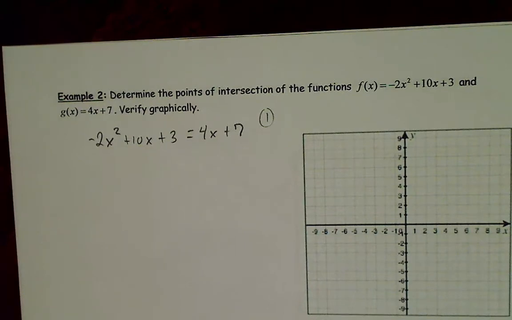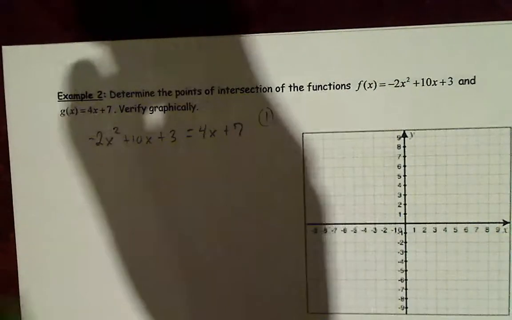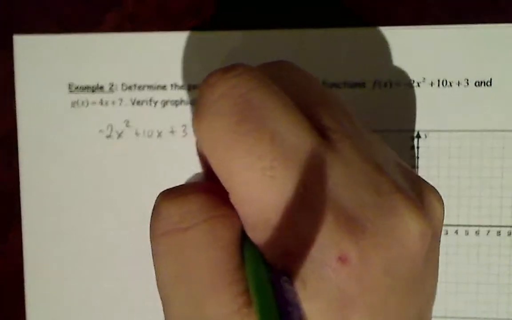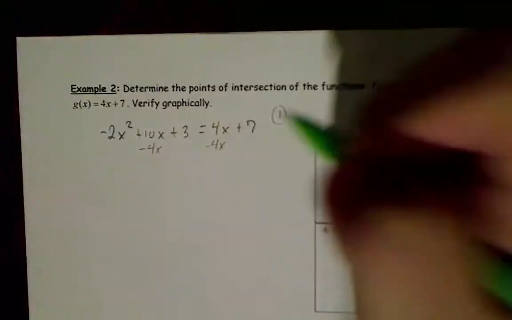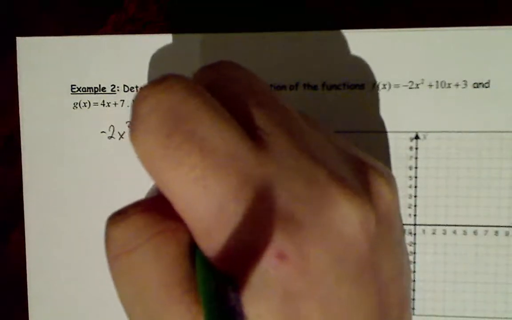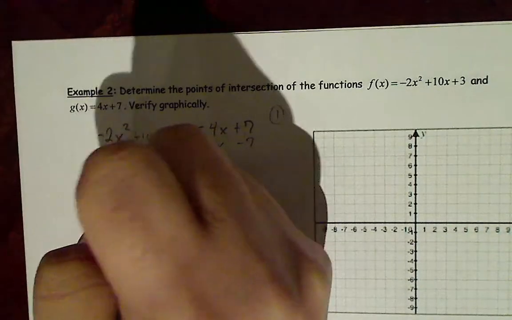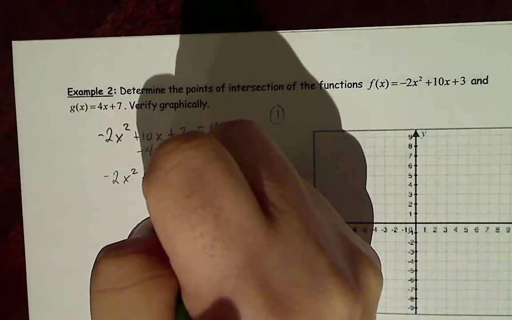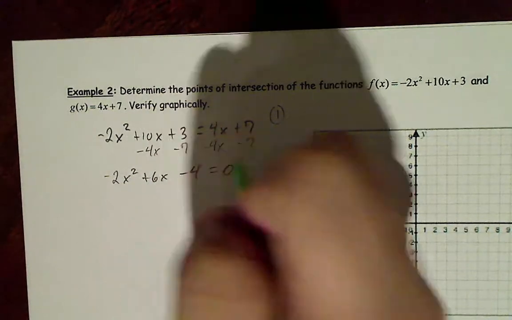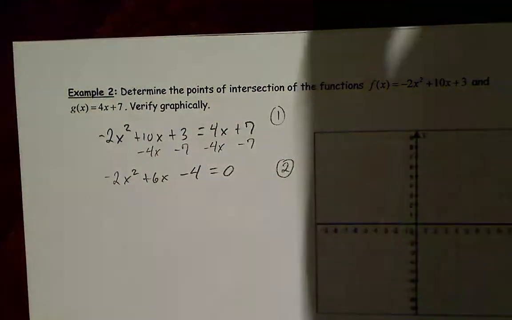Step two is to put into standard form. So that means I'm going to subtract minus 4x here, minus 4x here, minus 7 here, minus 7 here. So that it's going to give me a negative 2x squared plus 6x minus 4, and that's set equal to 0. That would be step two.